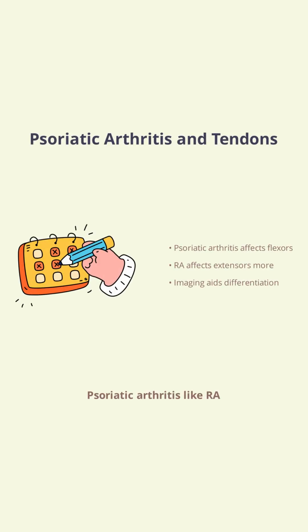Psoriatic arthritis, like RA, can cause inflammatory changes in wrist tendons. However, flexor tendons are more commonly affected in psoriatic arthritis, while extensor tendons are more often involved in RA. Imaging helps differentiate between these conditions and guides appropriate treatment strategies.